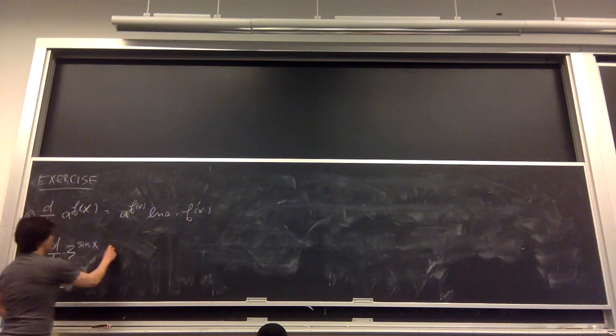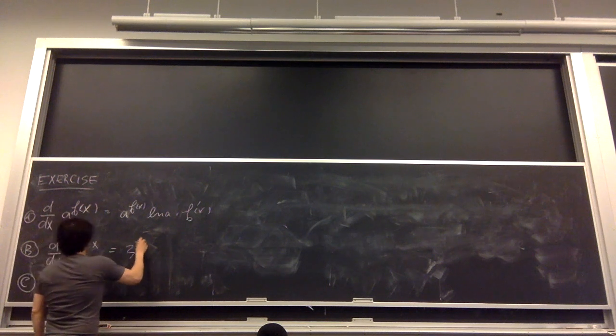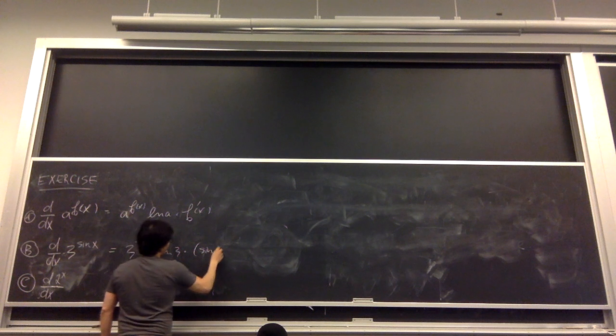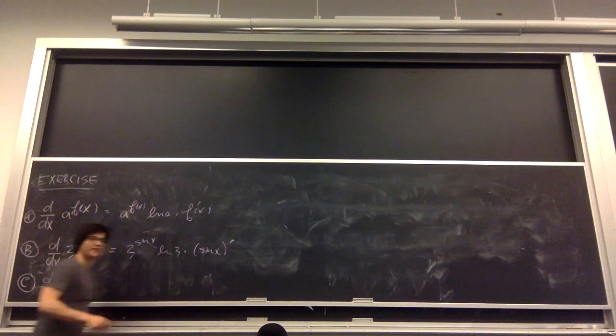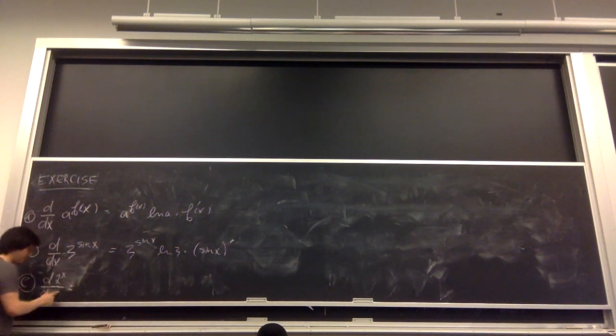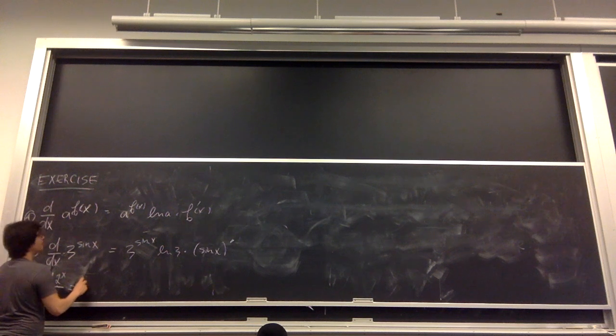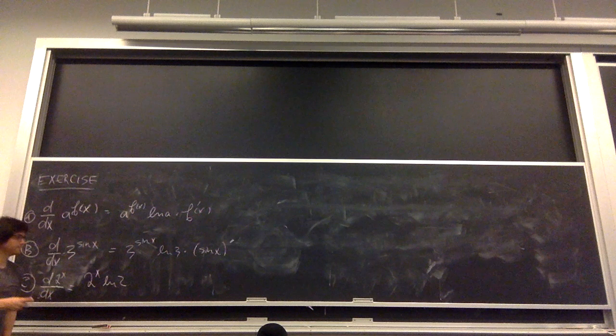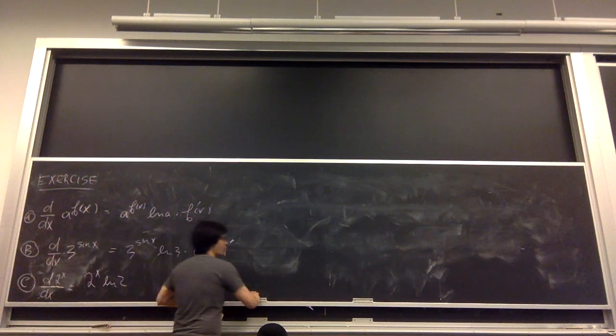Alright, so the same thing for this guy. You're going to get 3 to the sine x ln 3, but then I have to multiply by the derivative of sine, which is cos. This is the easiest one down here. This is just going to be 2 to the x ln 2. Okay, so this is kind of a neat trick.